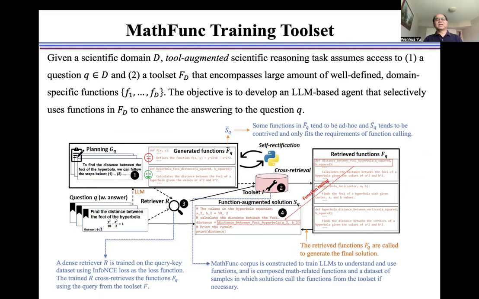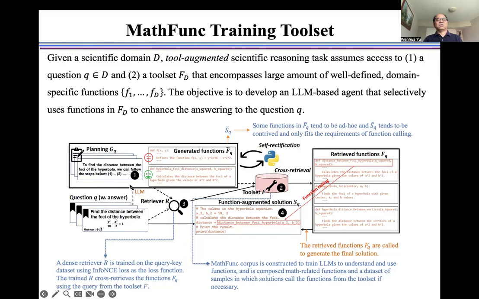Given a scientific domain D, the tool-augmented scientific reasoning task assumes access to 1, a question Q, and 2, a toolset FD that encompasses a large amount of well-defined domain-specific functions from F1 to FD. The objective is to develop a large language model-based agent that selectively uses the functions in FD to enhance the answering of the question Q, as shown here. This is the question Q.